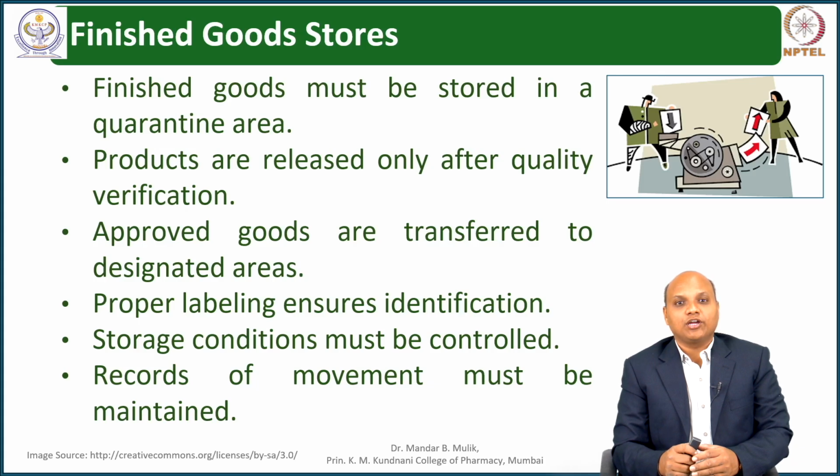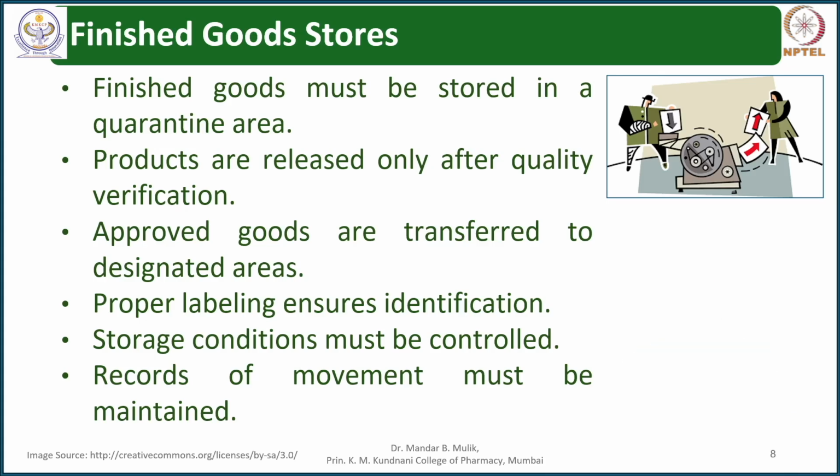Storage conditions must be controlled. For example, if a particular finished product needs a refrigeration condition, then the quarantine area should have a refrigeration facility. Records of movement must be maintained and documented for further use.